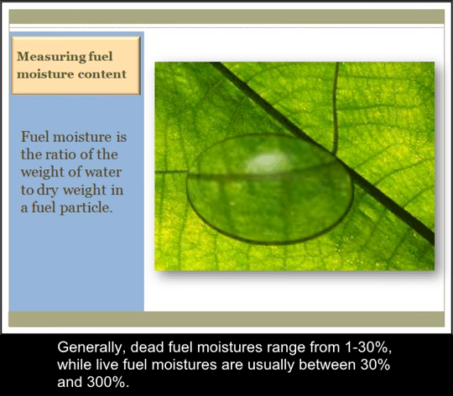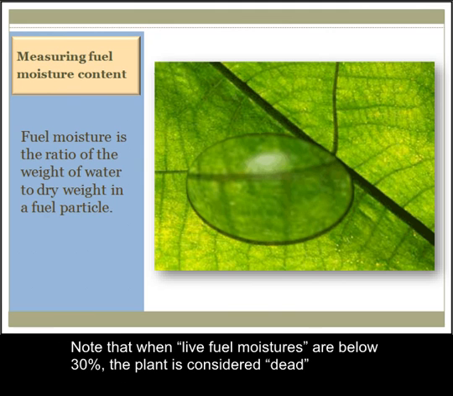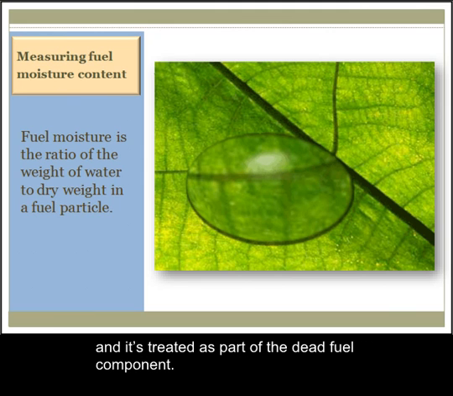100%. Generally, dead fuel moistures range from 1 to 30%, while live fuel moistures are usually between 30% and 300%. Note that when live fuel moistures are below 30%, the plant is considered dead and it's treated as part of the dead fuel component.